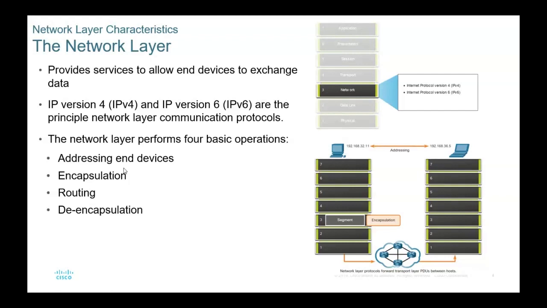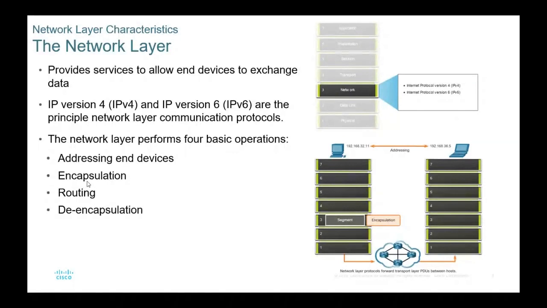The network layer performs 4 basic operations. It addresses end devices. Was that someone's hand up or something? No? It addresses end devices. It does encapsulation, it does routing, and it does decapsulation. We already spoke about the term encapsulation. Encapsulation is basically you get your letter, you put it inside an envelope. It encapsulates the letter in the envelope. If we put the envelope in another type of envelope, in a parcel, then we're encapsulating that again.